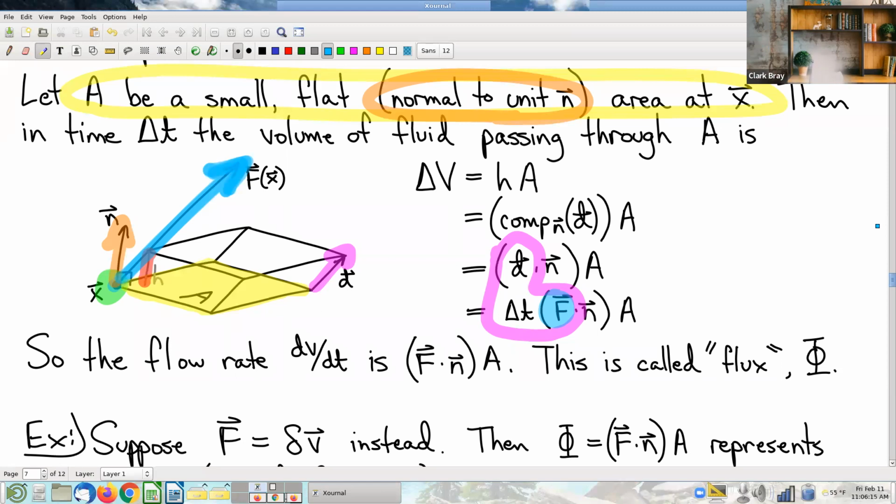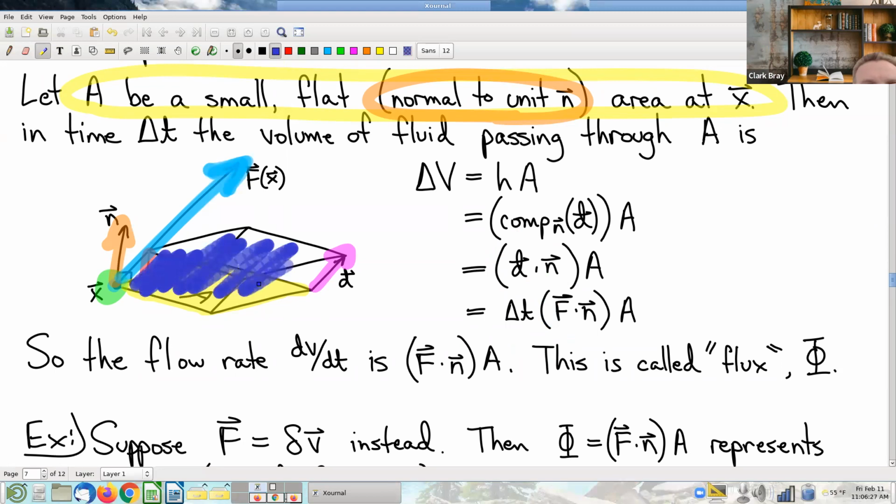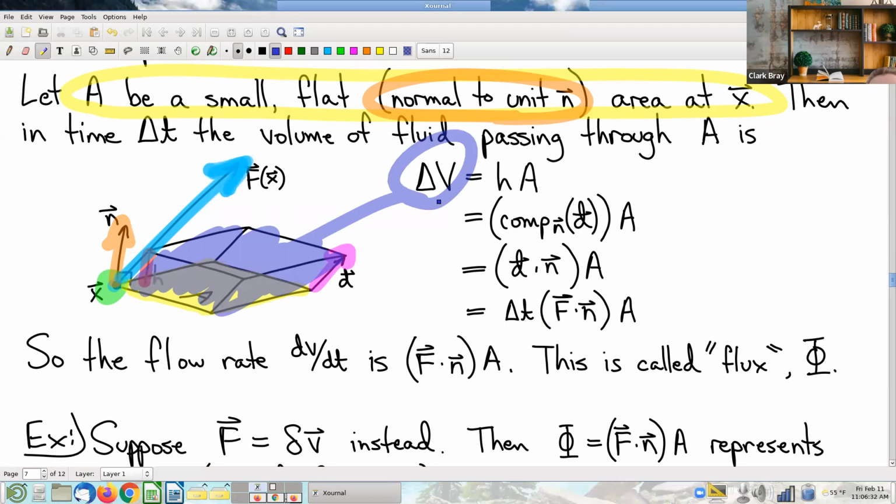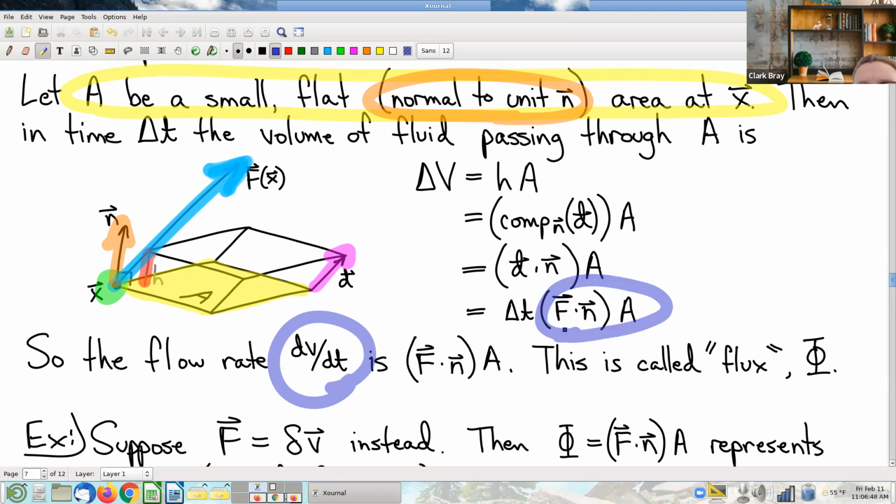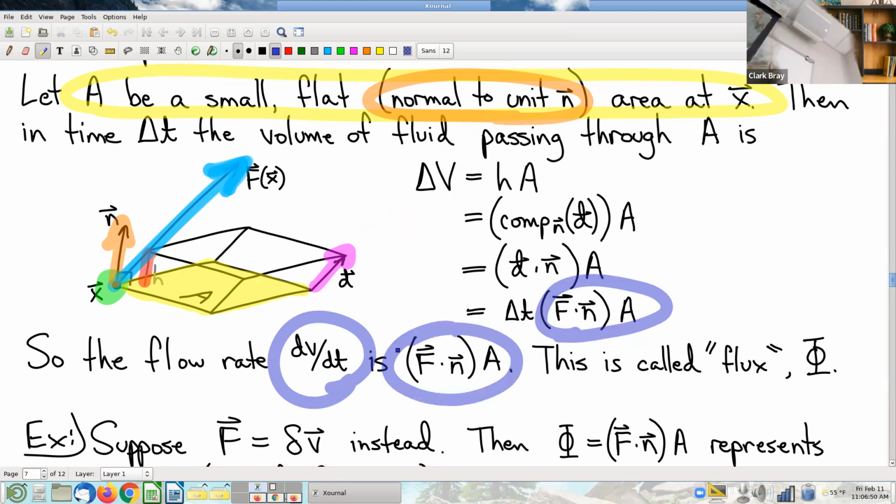So altogether, the total amount of fluid in here is this expression. And if what you're interested in is how much fluid per unit time, you divide by delta T, and so the more interesting quantity, fluid per unit time, is just this part of it, which is F dot N times the area.